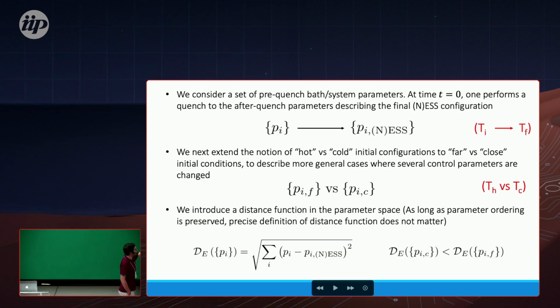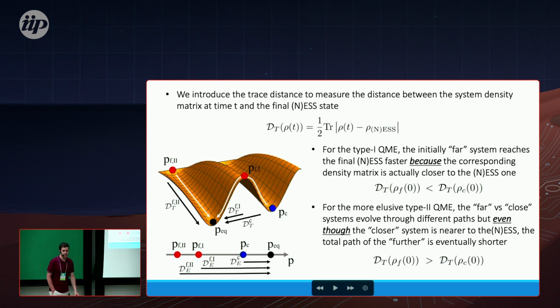So now we talk about far and close with respect to some distance function in parameter space. For example, the Euclidean distance function tells us which of the two copies of the system is closer to the final quench or far away from the final quench. But then we also need to introduce another distance, a distance that tells us how far our system is from the final state. For example, we introduce the trace distance, which tells us how far the density matrix as a function of time is from the steady state solution of the linear equation. And we want to follow this evolution for different initial states.